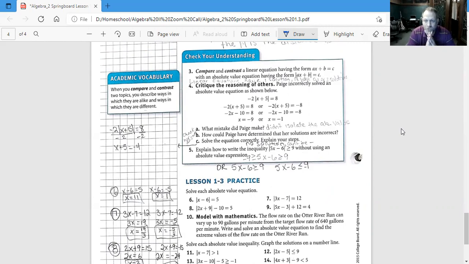So number 4, critique the reasoning of others. Page incorrectly solved an absolute value equation shown below. Let's see how she incorrectly solved it. What mistake did Page make? She didn't isolate the absolute value. That is the answer for that.